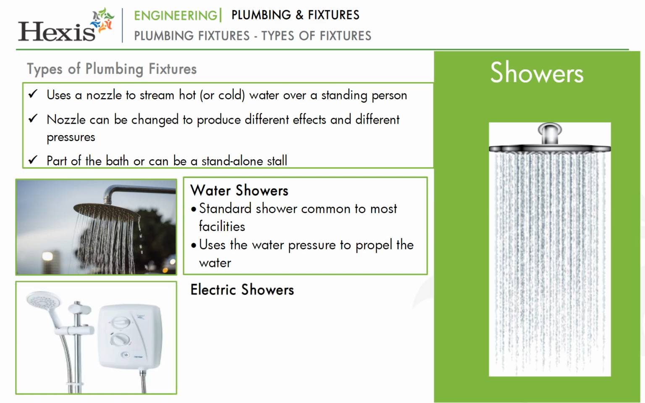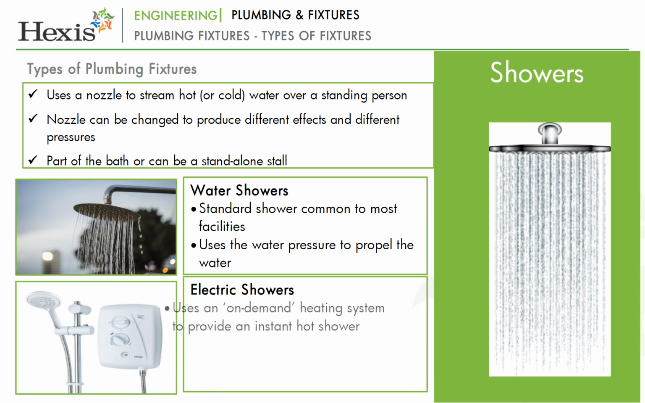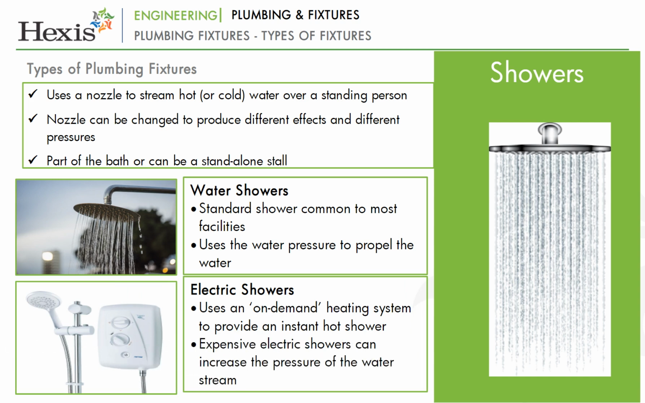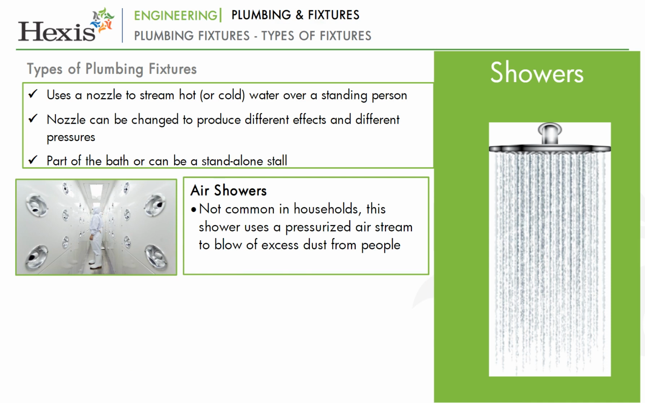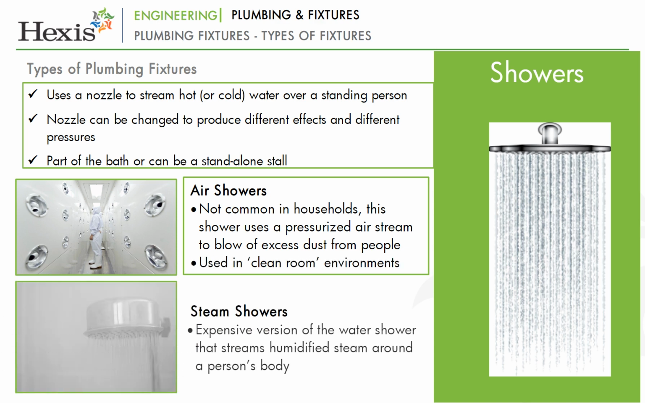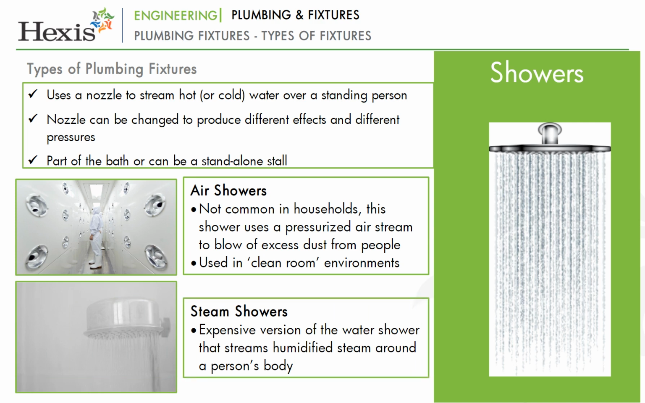Electric shower. Similar to the water shower, this uses an on-demand heating system to provide an instant hot shower. Some of the more expensive electric showers can also increase the pressure of the water stream. Air shower. Not common in households. This shower uses a pressurized air stream to blow off excess dust from people. This is used in clean room environments mostly. Steam shower. An expensive version of the water shower that streams humidified steam around a person's body.